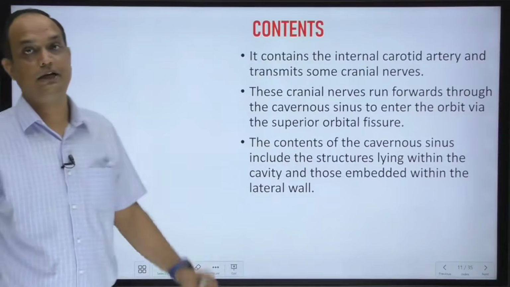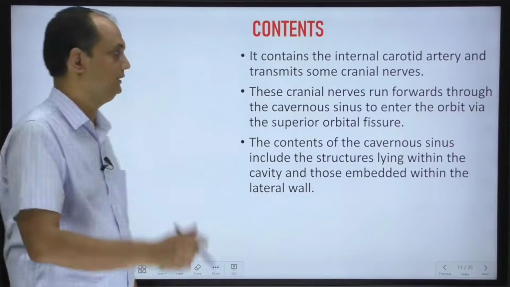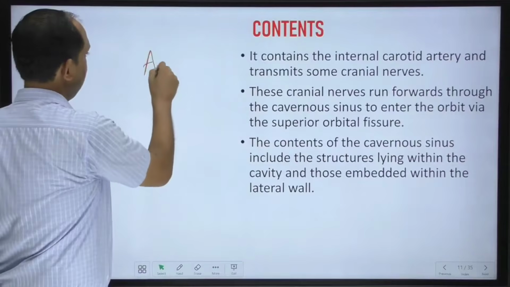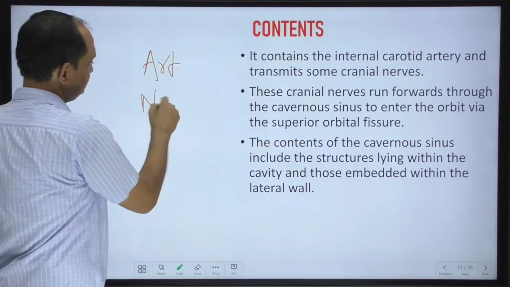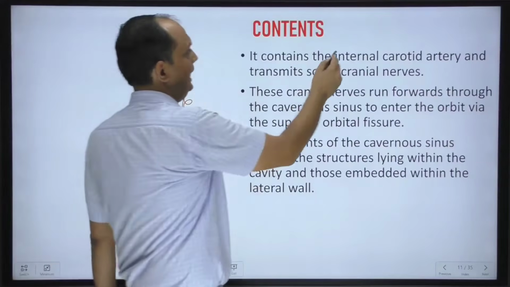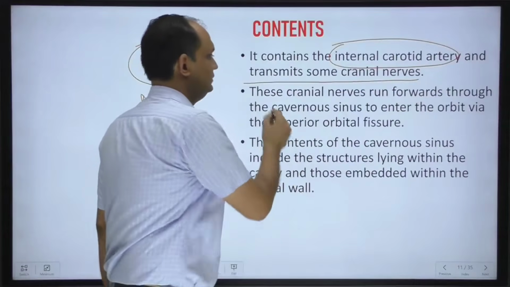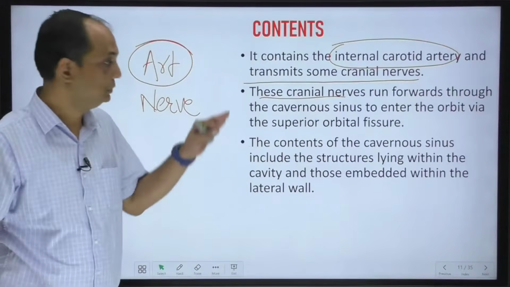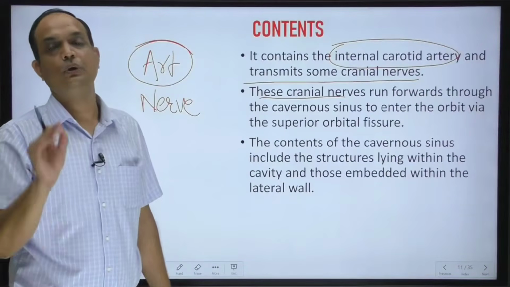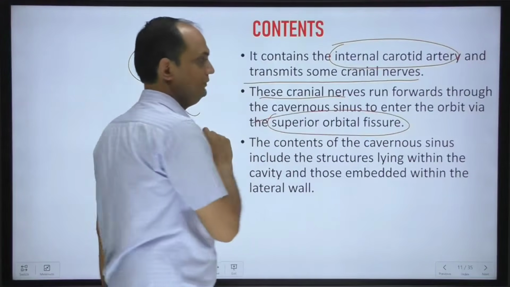Now what are the contents of this cavernous sinus? There are two important contents. One is the artery and another is the nerve. The artery is known as the internal carotid artery, and there are some nerves, and these nerves pass forward through the cavernous sinus to enter the orbit via the superior orbital fissure.